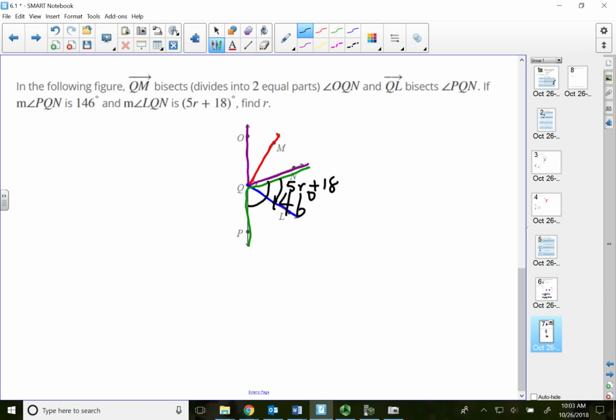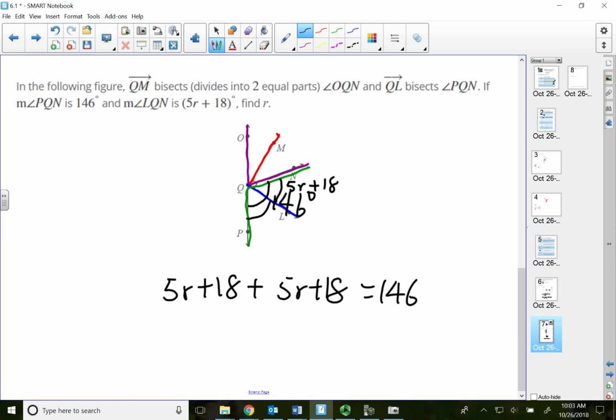So basically what it's saying is, if LQN, which is half of the green, is 5R plus 18 degrees, then the other angle will also be 5R plus 18. Why is that? Well, the blue bisects the entire green angle. So that means these two angles are exactly the same. So if I know one of them is 5R plus 18, the other one will also be 5R plus 18. Since I know the entire green angle is 146, these two halves added together have to equal 146. So that's how we're going to find R.